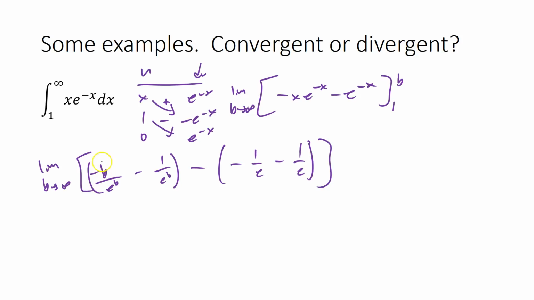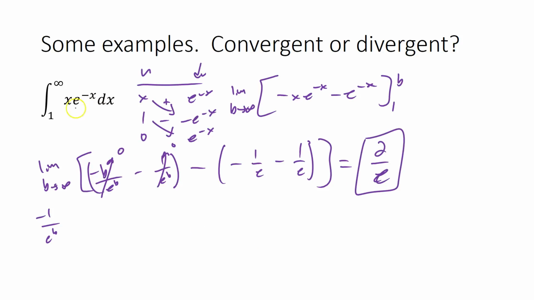Okay, so this first part here, as b approaches infinity, that is a L'Hopital, right? We have infinity over infinity. Take the derivative, you have negative 1 over e to the b, which as b goes to infinity turns into 0. And 1 over e to the b, 0 again. So then we have, let's see here, positive 1 over e and positive another 1 over e, so we have 2 over e. All right.